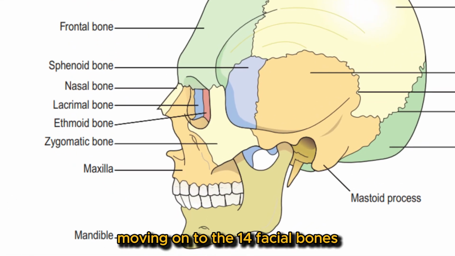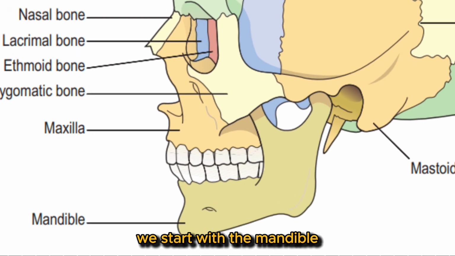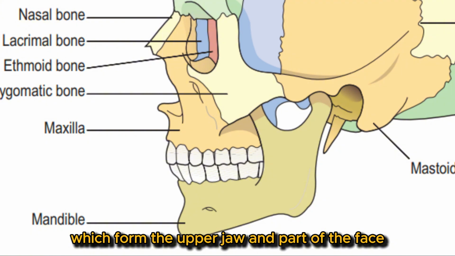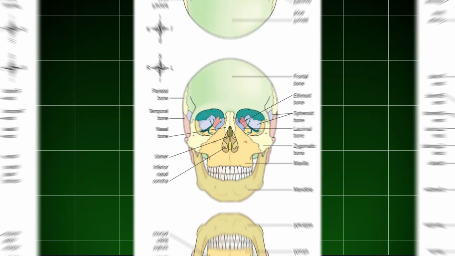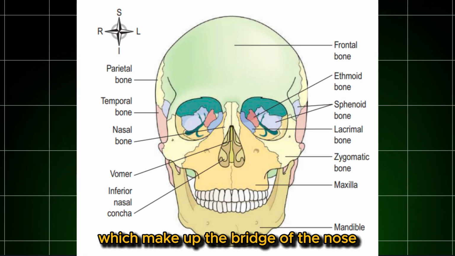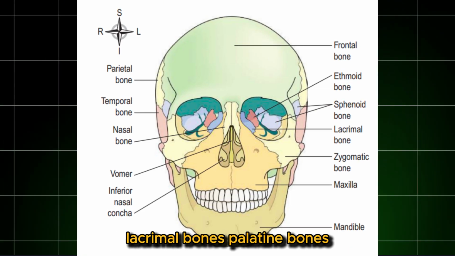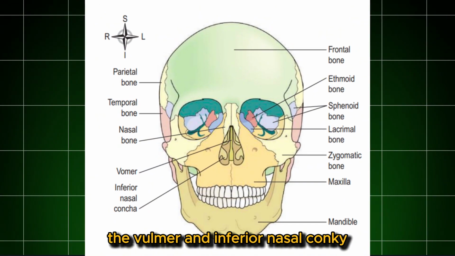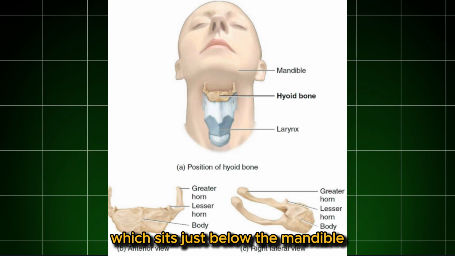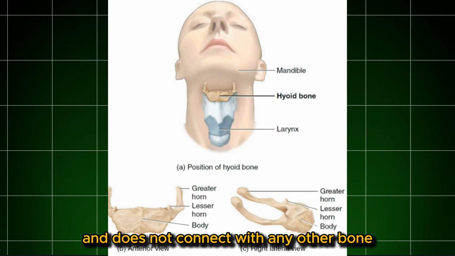Moving on to the 14 facial bones, we start with the mandible, the lower jawbone, and the maxillary bones, which form the upper jaw and part of the face. Next, we have 2 zygomatic bones, the cheekbones, nasal bones, which make up the bridge of the nose, lacrimal bones, palatine bones, the vomer, and inferior nasal conchae. There's also the hyoid bone, which sits just below the mandible and does not connect with any other bone.